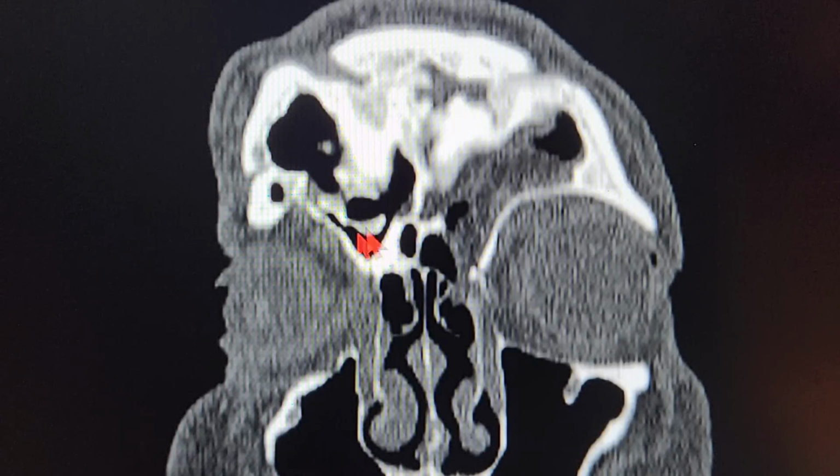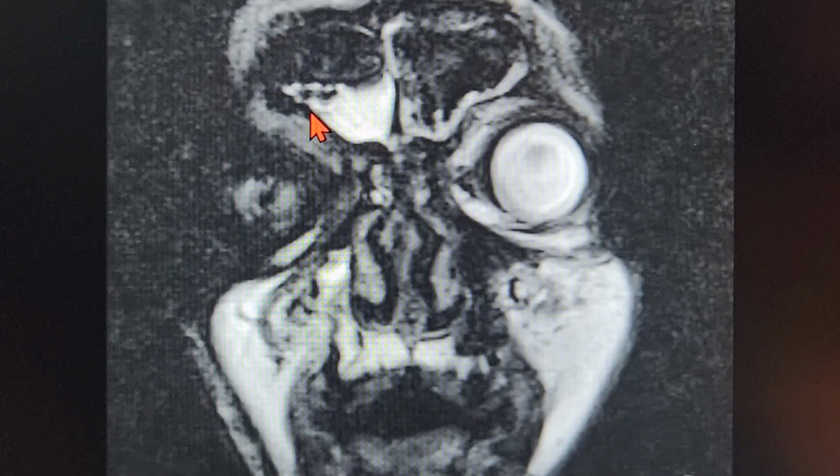So I'm going to go with the MRI again. I'm going to show you some MRIs. So this is the MRI scan I'm going to show you. These MRI scans are not that clear, but whatever scans I have right now for you, I'll try to explain this. So this is a coronal T2 weighted MRI scan.